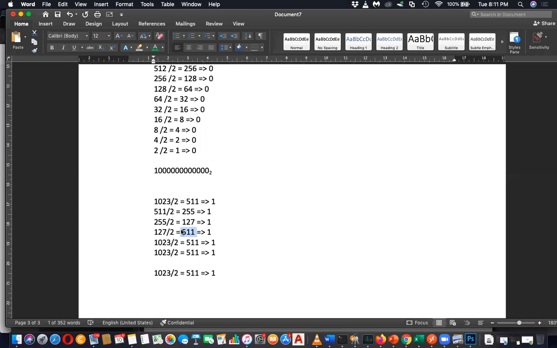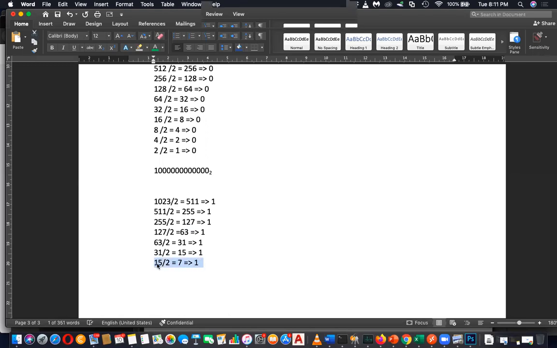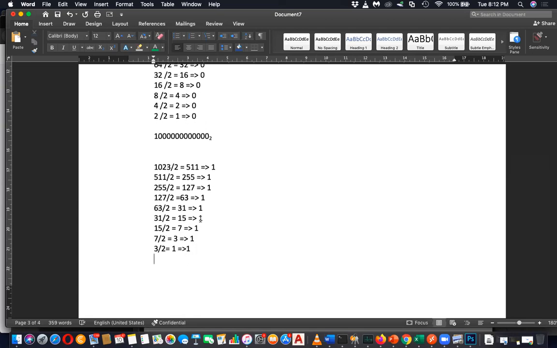Then 63. Then 31. Then the value is 15. 15 divided by 2 is 7, remainder 1. Then 7 divided by 2 is 3, remainder 1. And 3 divided by 2 is 1, remainder 1. This is 1, 2, 3, 4, 5, 6, 7, 8, 9, 10. How many ones?